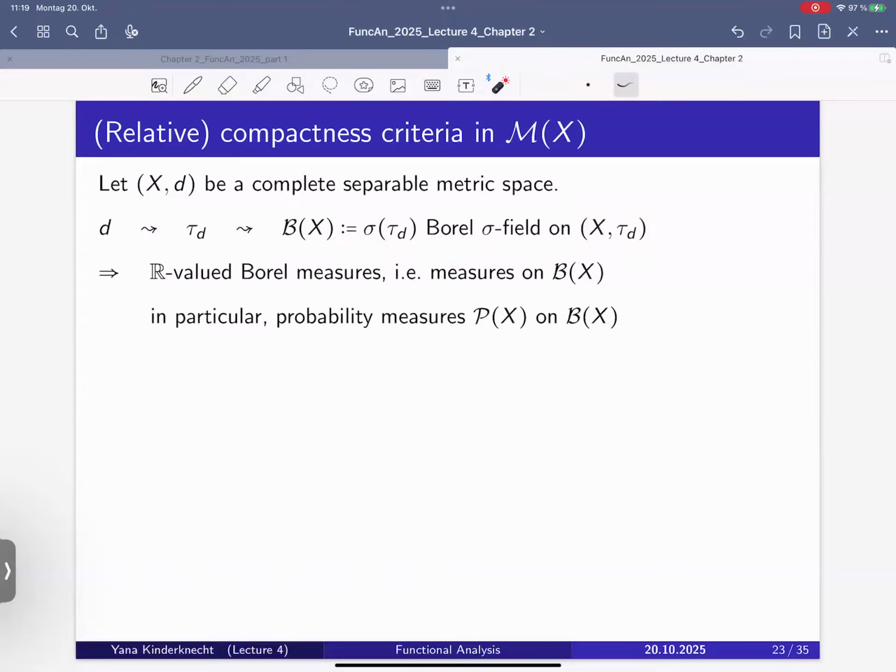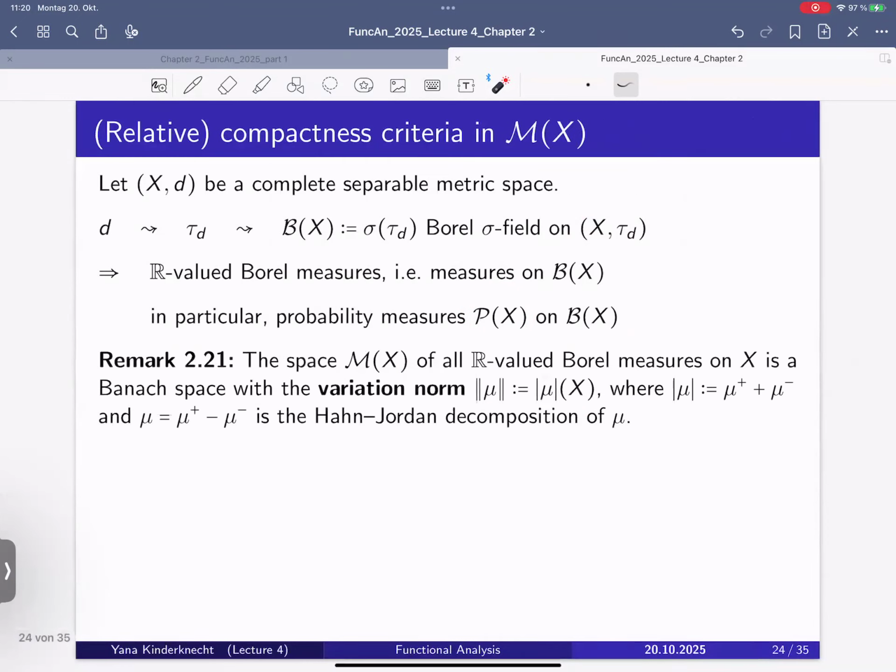As soon as we have a sigma algebra, we may consider measures on it. Borel measures are measures defined on the Borel sigma algebra. We may consider even real valued measures, which people sometimes call signed measures or charges, measures which may also take negative values. As a subset of this space, we may consider probability measures, which will be denoted by P of X. So far, everything is clear. Yes, we go further.